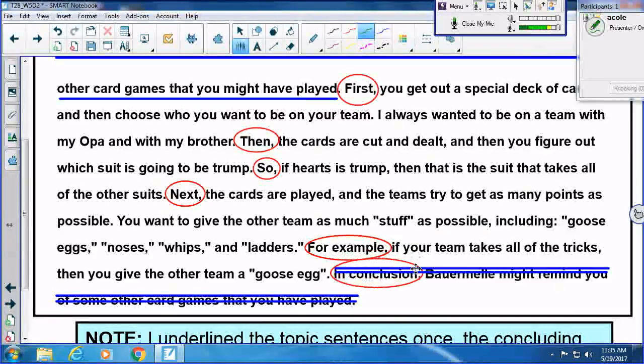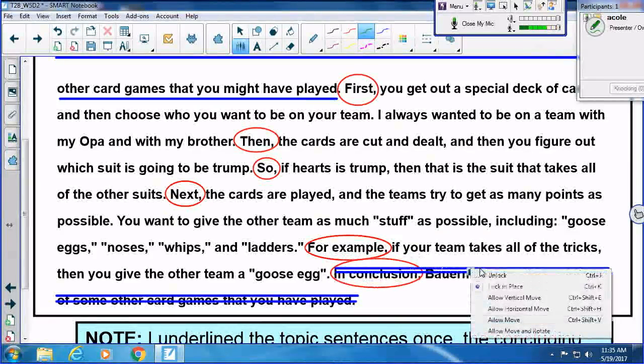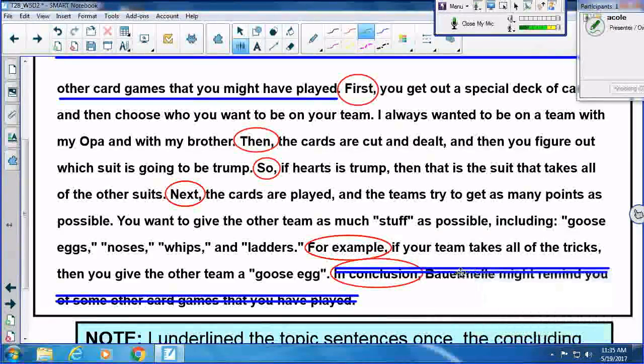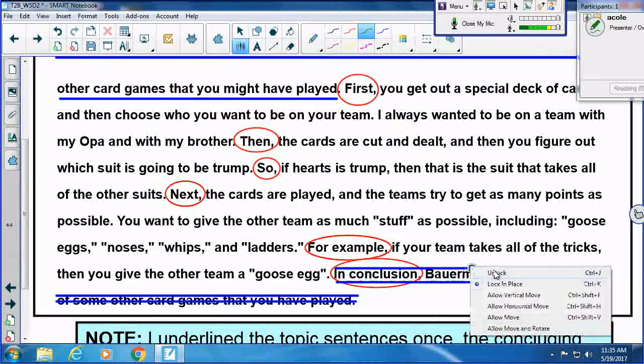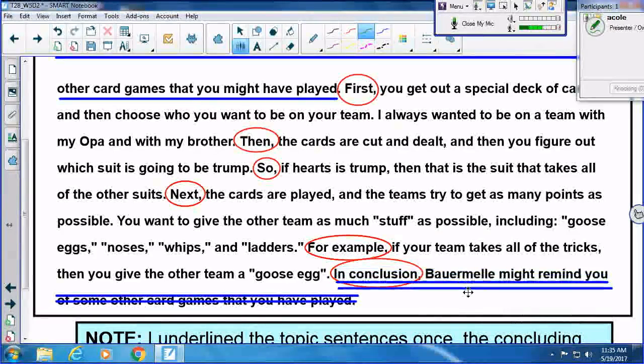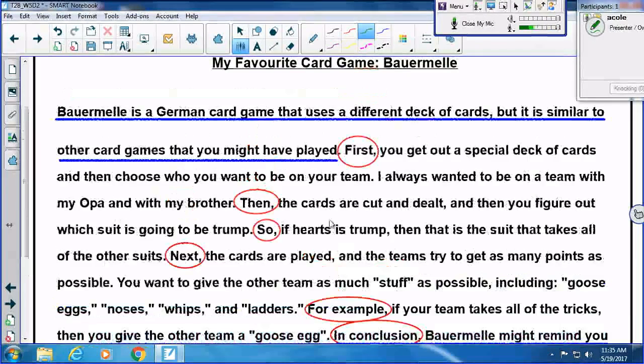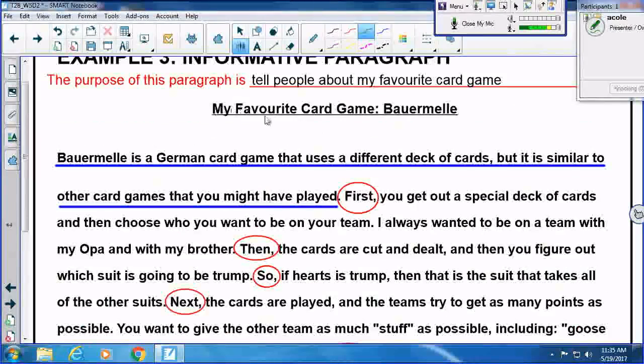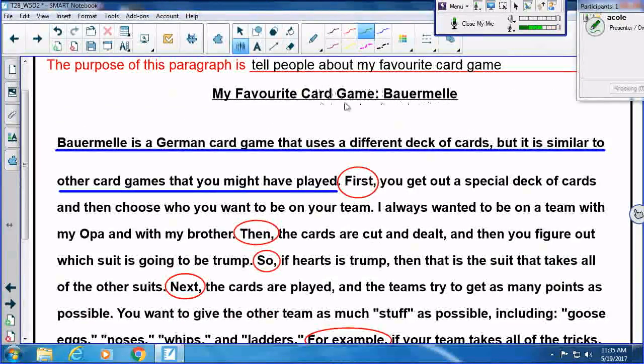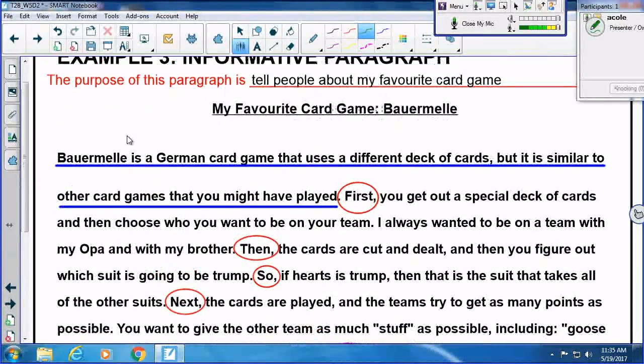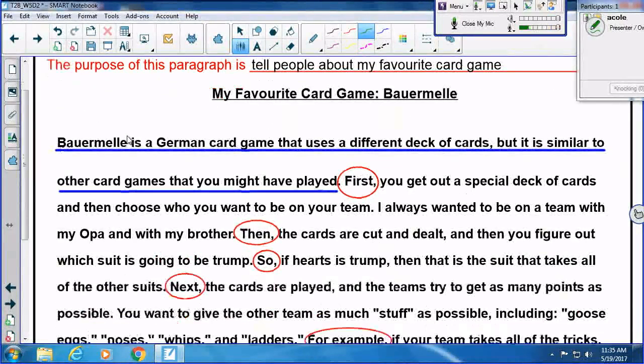So in this case, I'm actually talking about my favorite card game, and I'm just sort of thinking about how the game is played and what we do as we play that game. So I'll go ahead and read this. Bauermela, so I do have a title here, right? So I want to tell people about my favorite card game, and I'm telling you about Bauermela. It's called Bauermela. Bauermela is a German card game that uses a different deck of cards, but it is similar to other card games that you might have played.